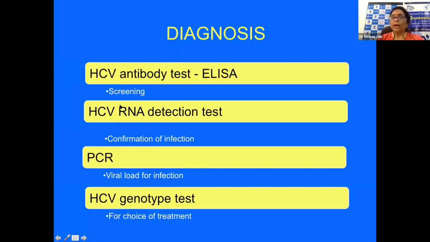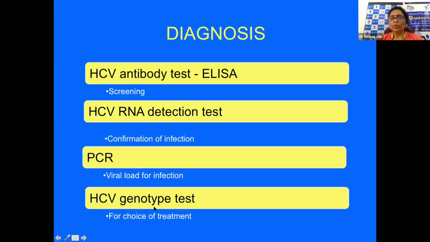So what are the markers which we have? We have the anti-HCV antibody, which is used for screening, but to confirm, because these antibodies can be falsely high in patients with autoimmune disorders and sometimes in pregnancy, they need to be confirmed by HCV RNA qualitative to say that yes, this person is infected with hepatitis C. And for the management part, we require quantification of HCV RNA, which is done by PCR.